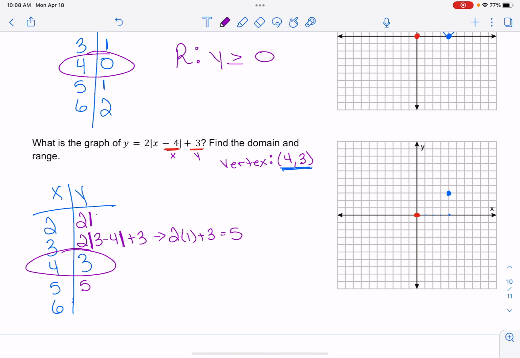And then we plug in 2. 2 minus 4 is -2. Well, the absolute value of -2 is +2. Then 2 times 2 is 4, and 4 plus 3 is 7. Again, our reflecting point then tells us that 6 would also give us 7. And our last step, 1, 2, 3, 4, 5, 6, 7. We plot these 2 points. 1, 2, 3, 4, 5.